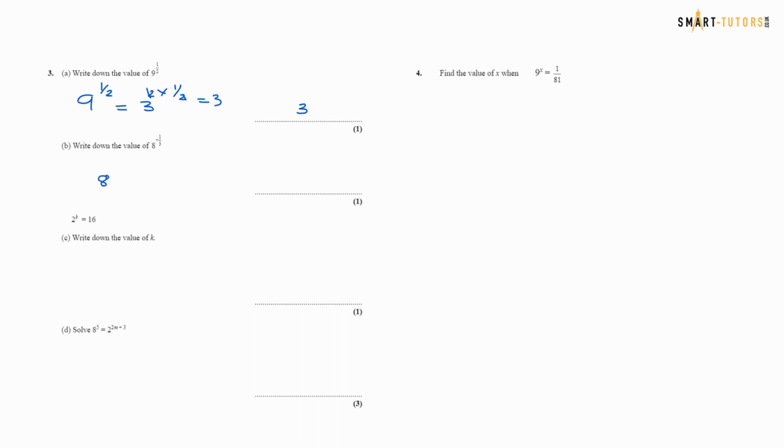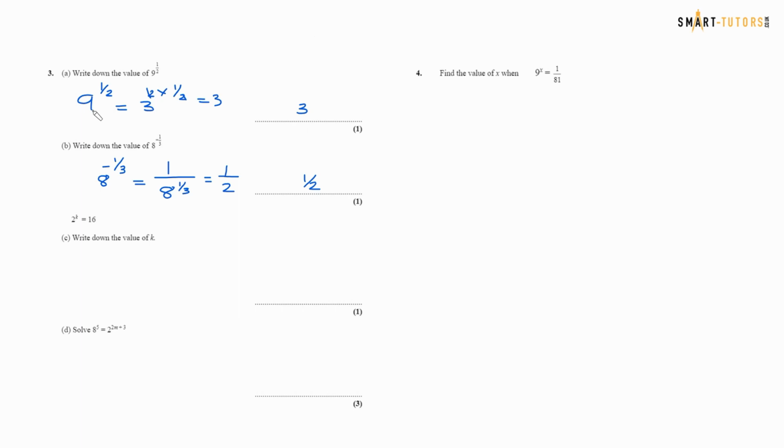So 8 to the power minus 1/3 means the negative index is our problem. You need to change the negative index to positive index: 1 over 8 to the power 1/3. The negative power goes to positive power if you flip the fraction. So the next step is 1 over cube root of 8, which is 2. So the half is the answer for B part.